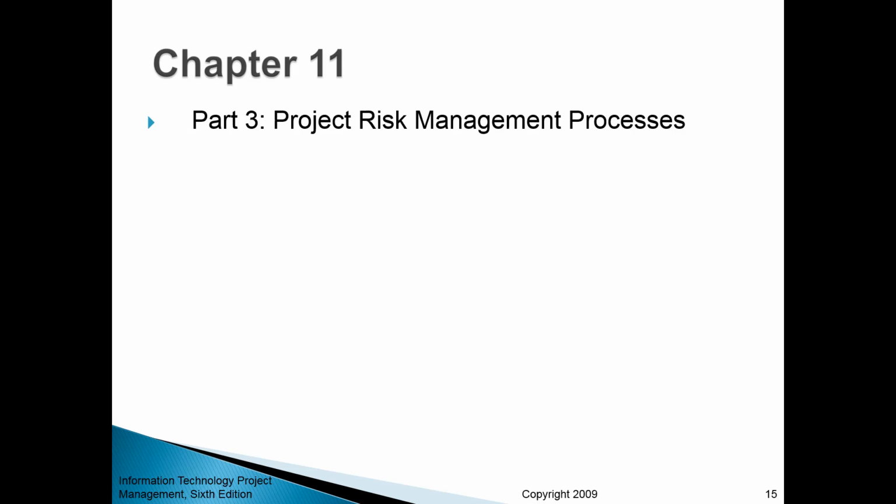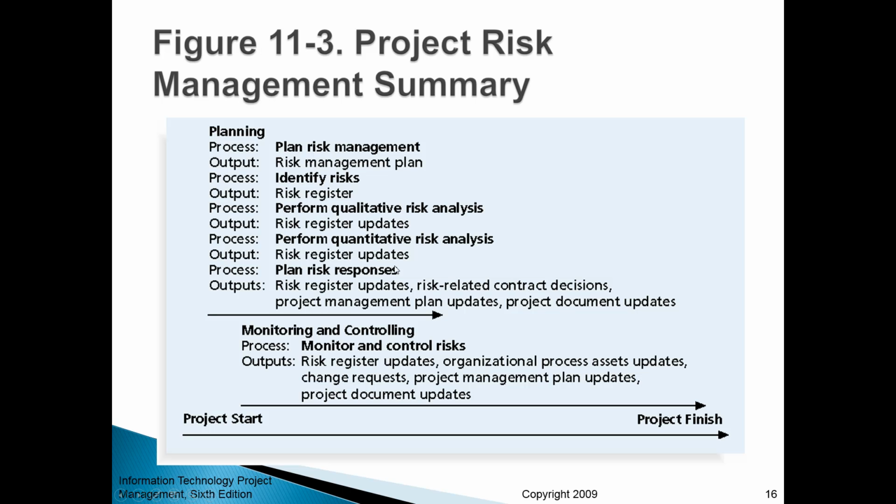Part 3 of Chapter 11 is devoted to project risk management processes. It's an overview of all the processes and tasks that you as a project manager will have to participate in if you decide to manage project risks throughout the duration of your project. A schematic representation of all the processes under project risk management is provided here.